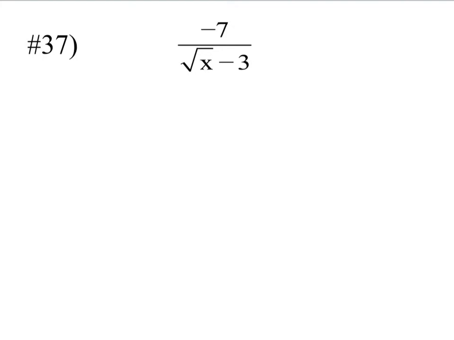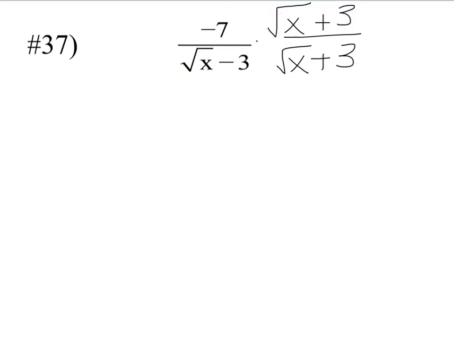Okay, so again, because we're dealing with the square root of x minus 3, instead of just something like the square root of x, we need to multiply by the conjugate. The conjugate of this denominator is the square root of x plus 3. Same exact thing, the only difference is this middle number.